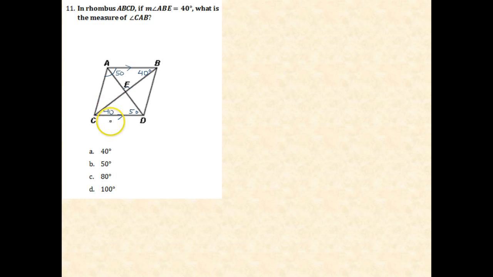This one has to be 40. And then, let's see, what else do we know? Yeah, the diagonals of a rhombus bisect the vertex angles. So this is also 50, in order for this diagonal to be bisecting the vertex angle here. So, what's the measure of CAB? 50 plus 50 is 100.